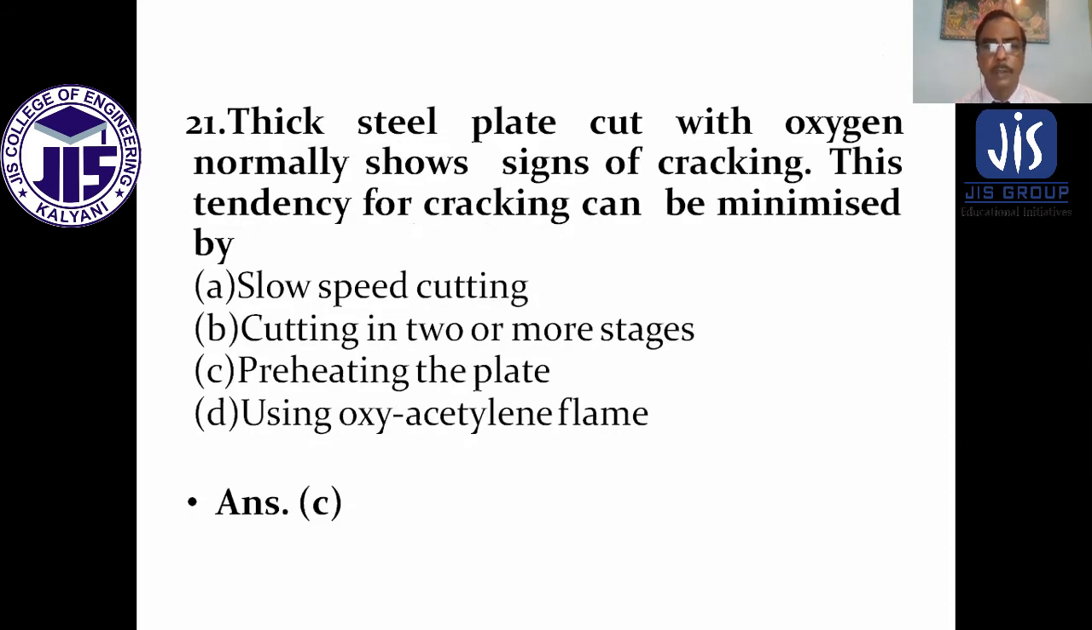21. A thick steel plate cut with oxygen normally shows signs of cracking. This tendency for cracking can be minimized by: slow speed cutting, cutting in two or more stages, preheating the plate using an oxyacetylene flame. So the answer is preheating the plate. Because the thickness is high, preheating is required. When cutting, the plate expands and creates certain expansion stresses, so cracks may develop. So preheating is required. Thank you.